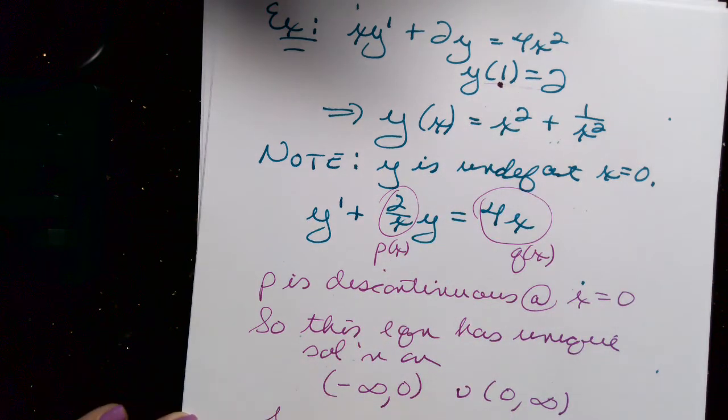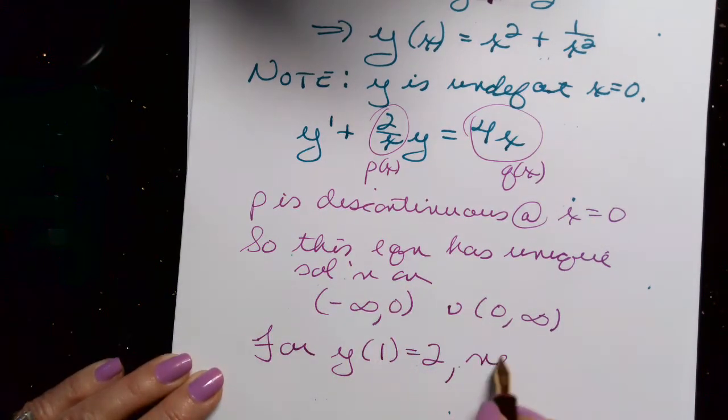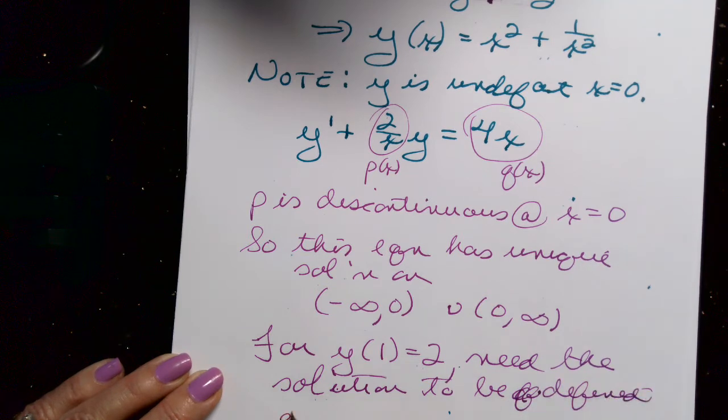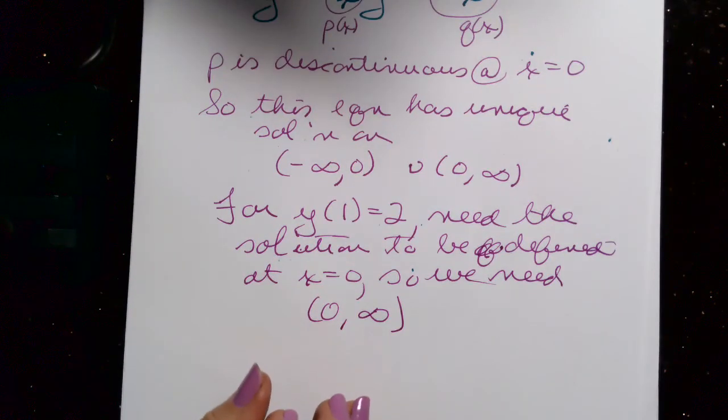So for the condition y of 1 equals 2, we need the solution to be defined on the interval from 0 to infinity. Sorry. If I had given an initial condition, say y at minus 1 is 2, then we would have wanted the other interval. Okay.